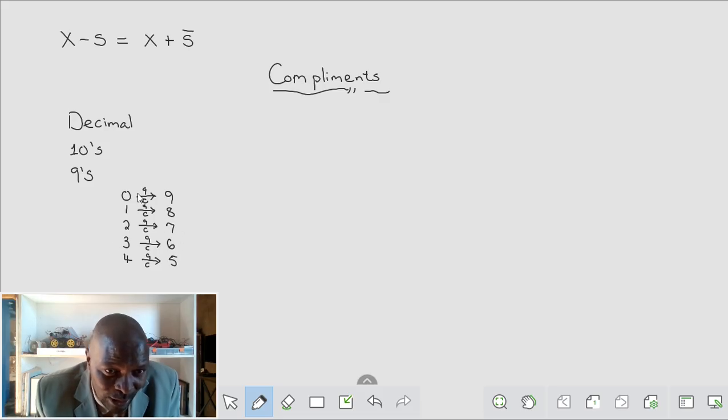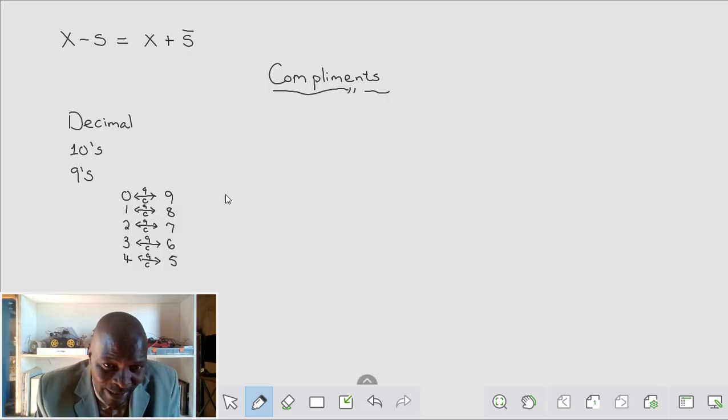So what I'm basically trying to prove is that complements are actually back to back. If one number is another number's 9's complement, then that number is also the first number's 9's complement. So complements are actually back to back.